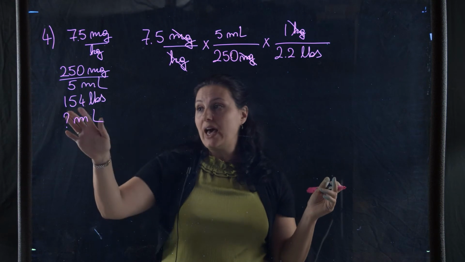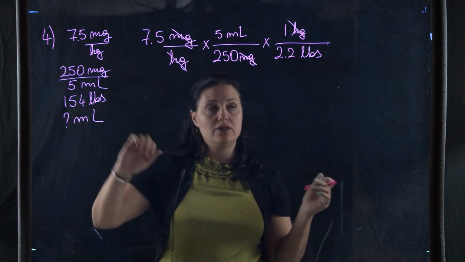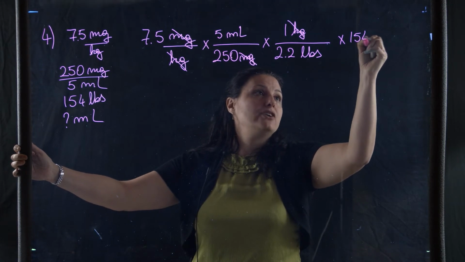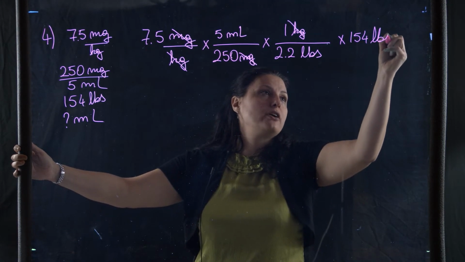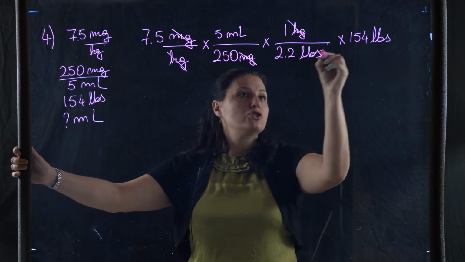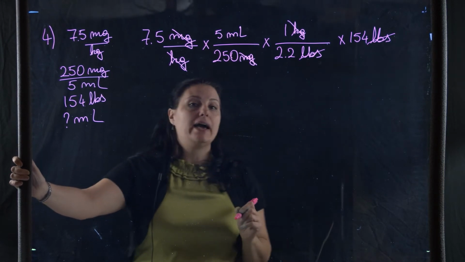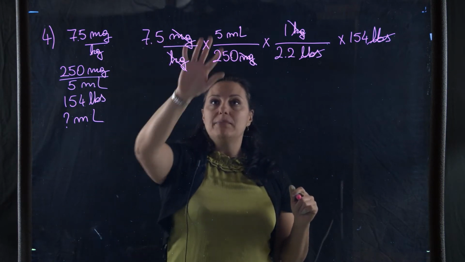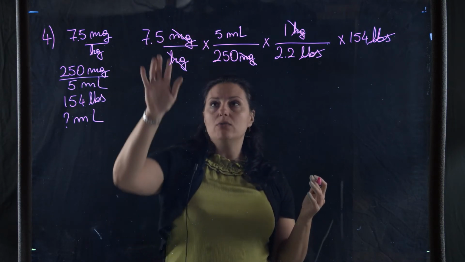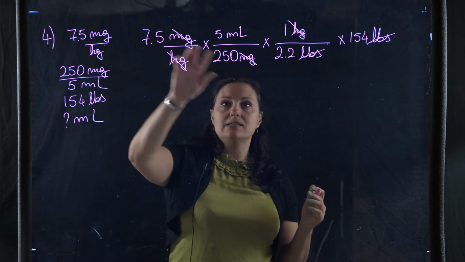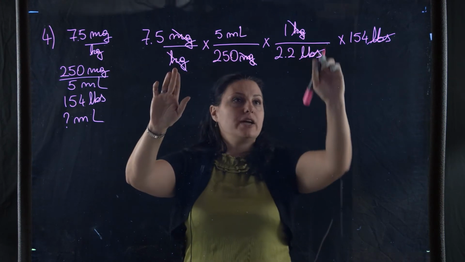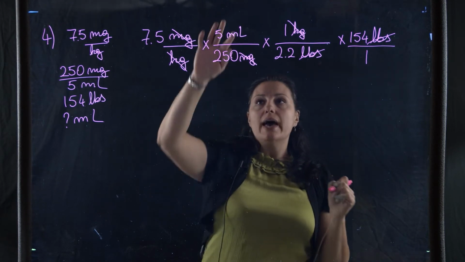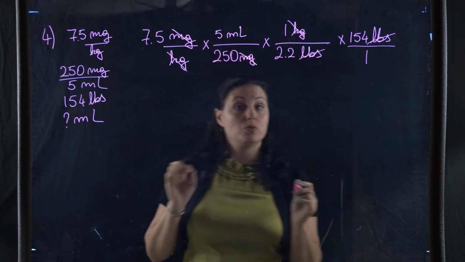But what am I given? I'm given the mass of the patient, 154 pounds, which will cancel. So if I multiply it by 154 pounds, the pounds will give me the total milliliters that I need to administer to this person. I'm not as concerned about numbers right now as I am about the units. I canceled my milligrams, I canceled my kilograms, and I canceled my pounds. You can think of this as 154 over 1. And all I have left is milliliters, which is what I needed.